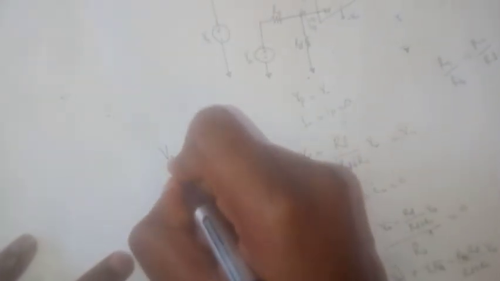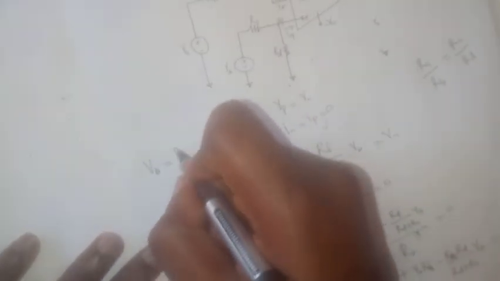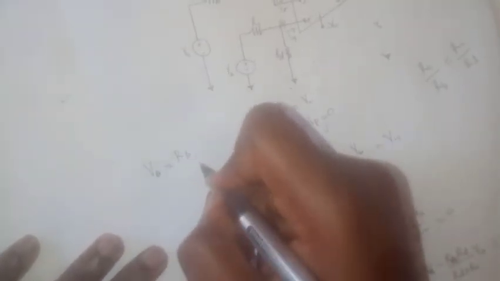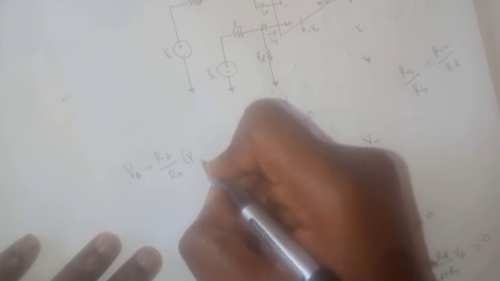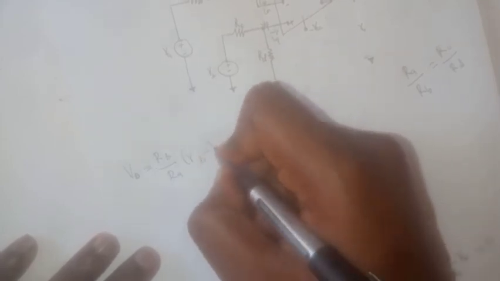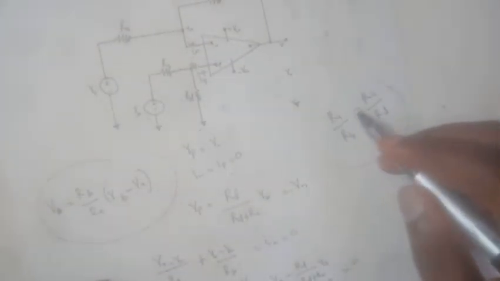the equation simplifies to V naught equals RB over RA into VB minus VA. That is when this ratio applies.